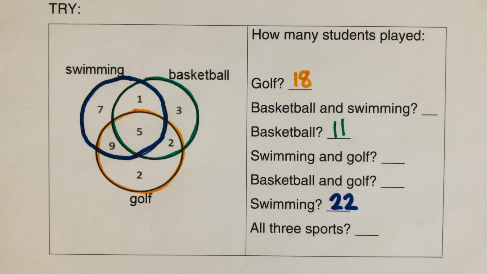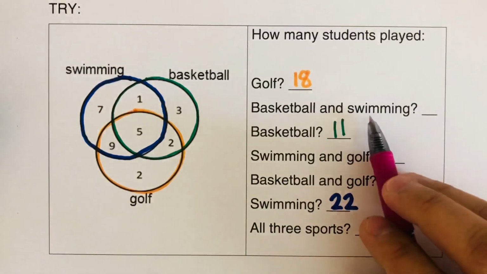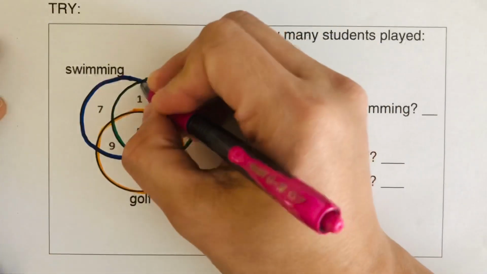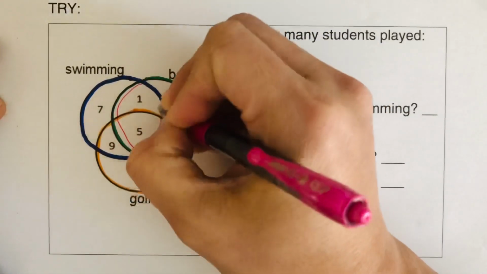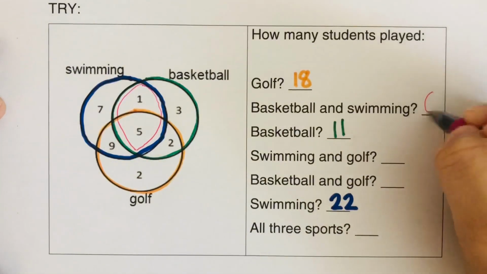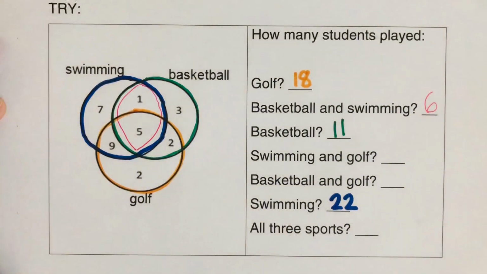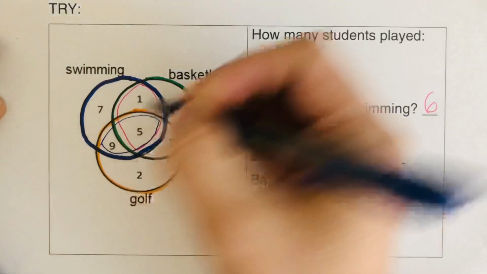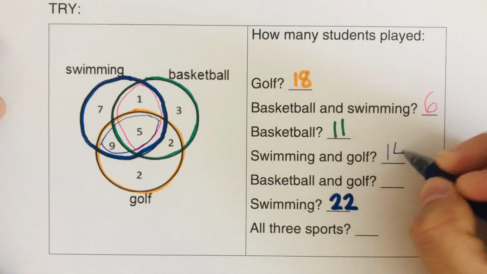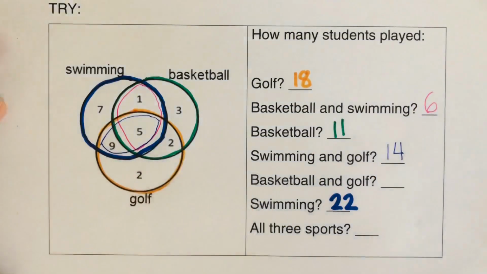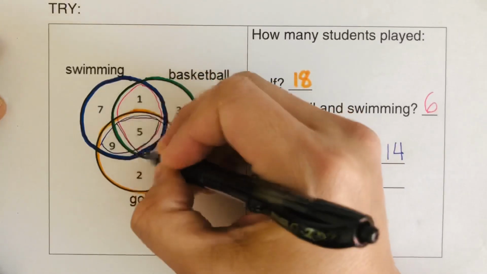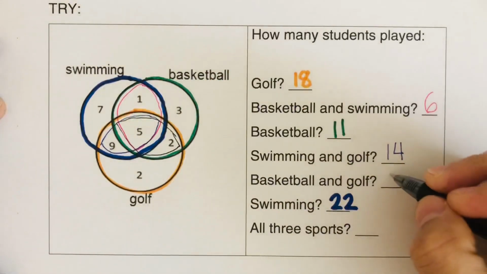Now let's move on to the combination. So let's start with basketball and swimming first. So basketball and swimming's right here. So that is 6. And then we move on to swimming and golf. So swimming and golf is right here. So that is 5 and 9, which is 14. And then basketball and golf is this one right here, this intersection right here. So that would be a 7.